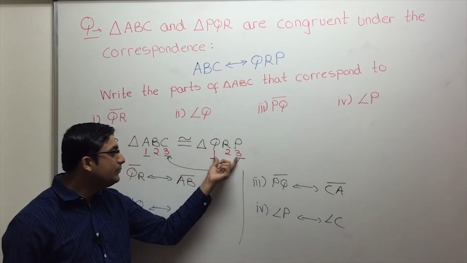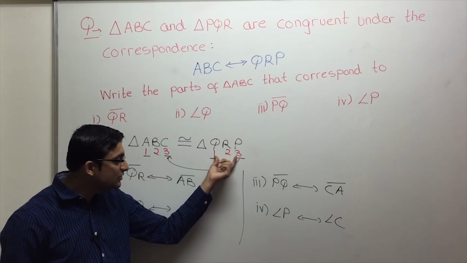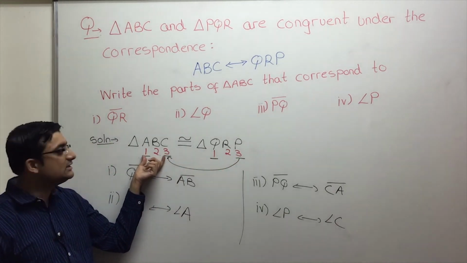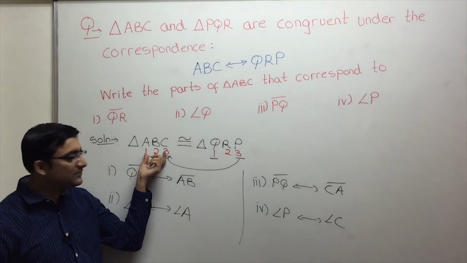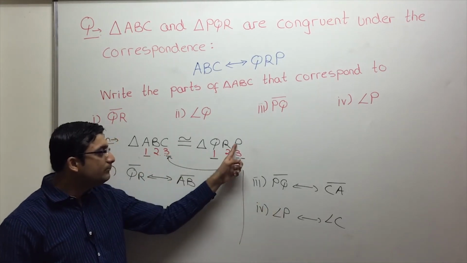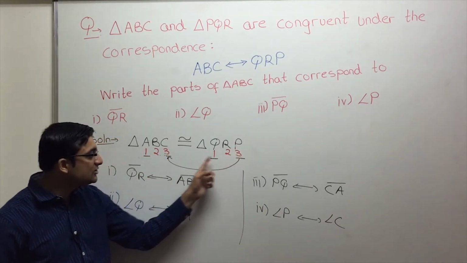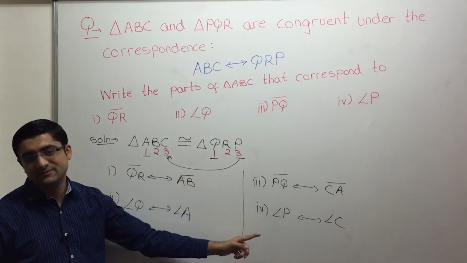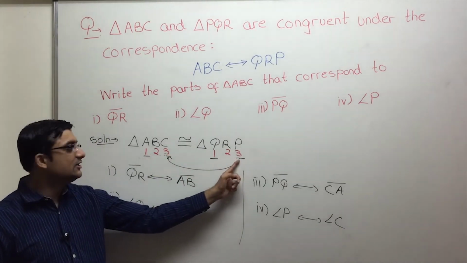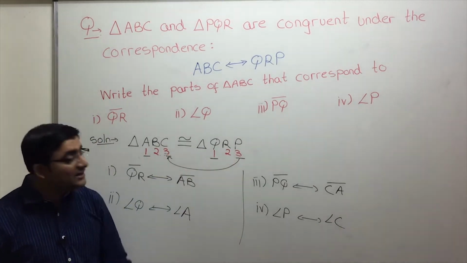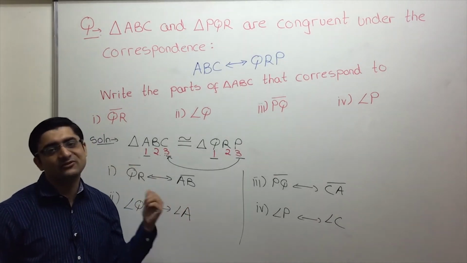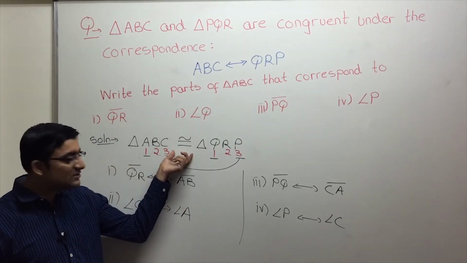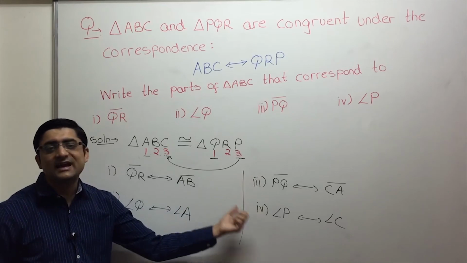Side PQ. PQ is what? Third and first letter. So it corresponds to the third and first letter over here, CA, either CA or AC, same thing. Similarly, angle P. P is the third letter, so this will correspond to the third letter over here, that is C. That is why you write 1, 2, 3, 1, 2, 3. So you easily get the matching, right? So this is how you solve such type of questions. Based on the congruence statement, you can easily get the corresponding sides and angles.